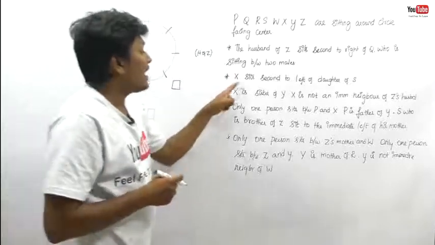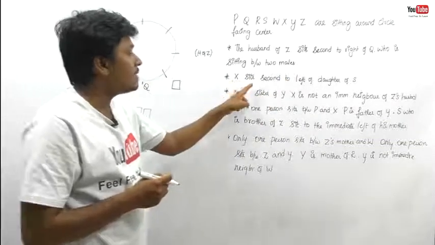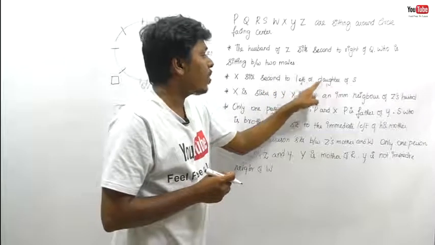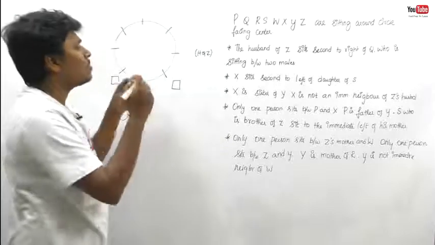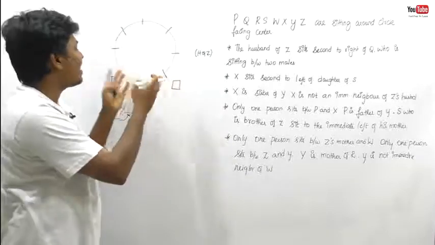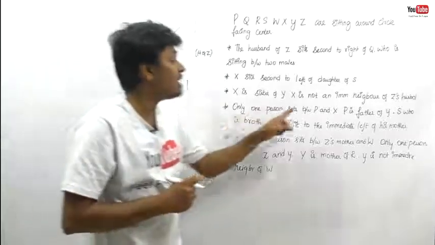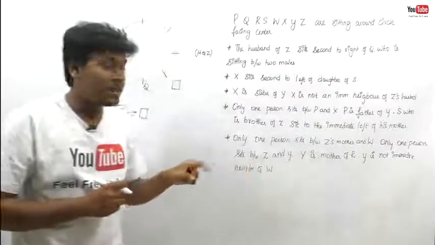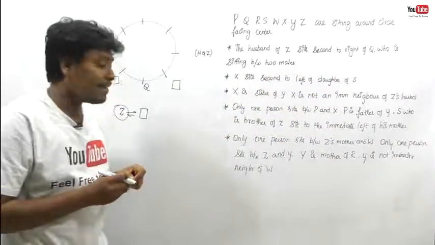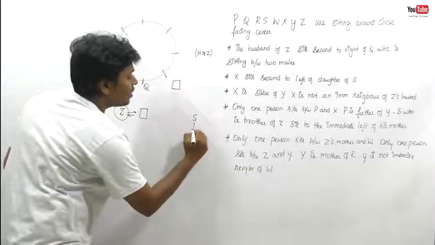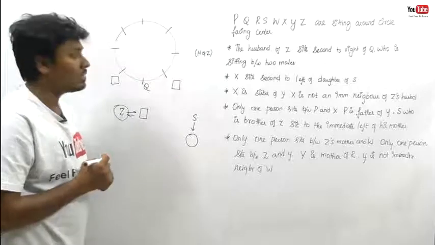Okay. X sits second to left of daughter of S. They have said that X is sitting second to left of daughter of S. So friends, by seeing this question, we don't want to bother about where is X and where he is sitting. Don't bother about that. Our target is to find the relationship. But they have said that S has a daughter. Got it friends? S sits second to left of daughter of S. So S should definitely have a daughter, right? So S is having a daughter. Right, this is the first clue and this is the second clue they have given.